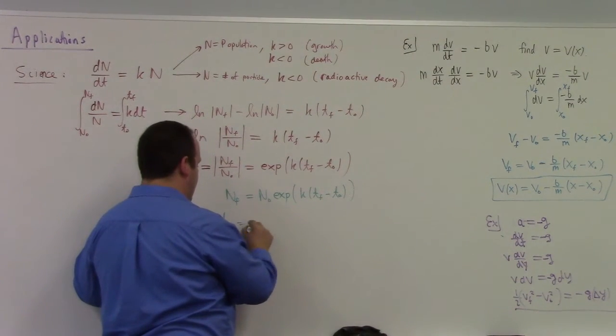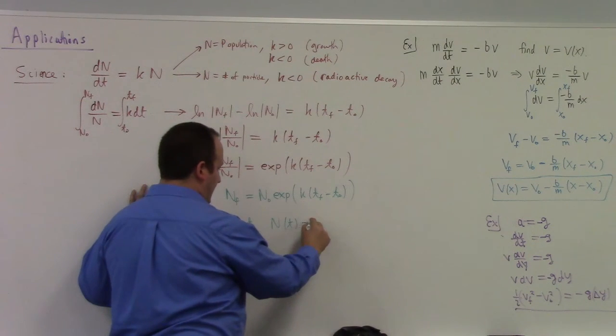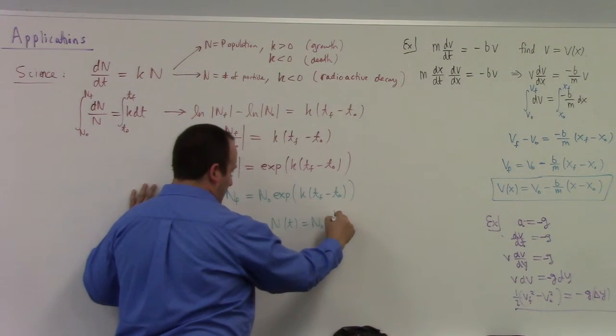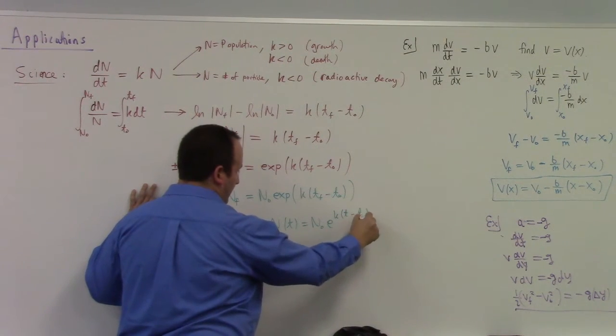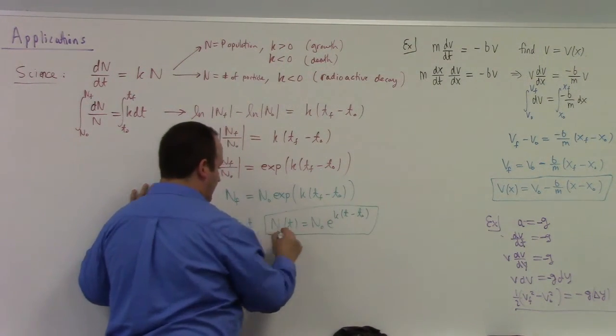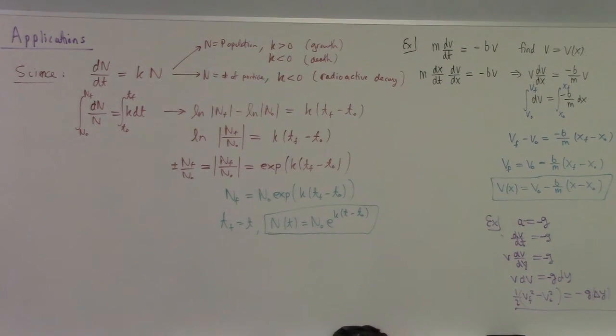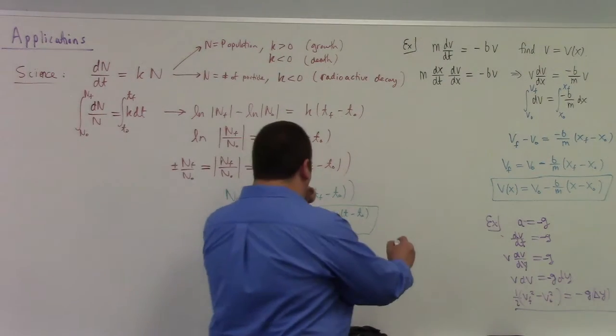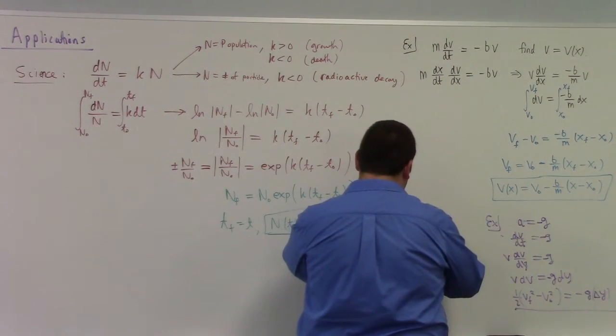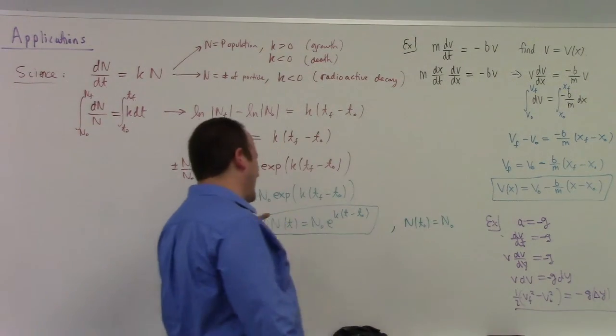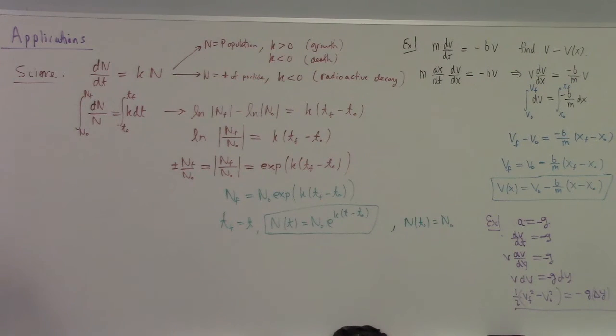If we say tf equals t, then that gives us N of t is equal to N naught e to the k times (t minus t naught). There you go, that's exponential growth, right? Why is it not minus? It's really just a question of nomenclature. I say that N naught should be N of t naught. I want N of t naught to equal N naught. So I should choose the plus, because the exponential is 1 when we plug in t equal to t naught, right?